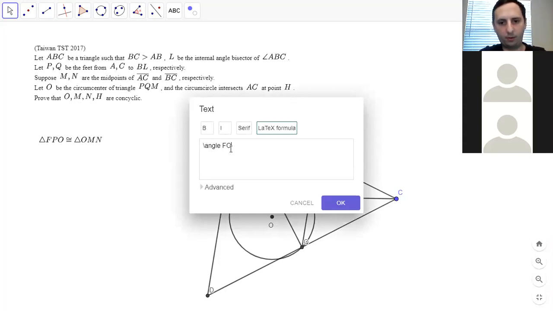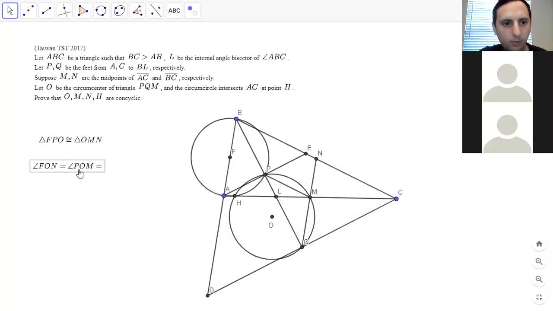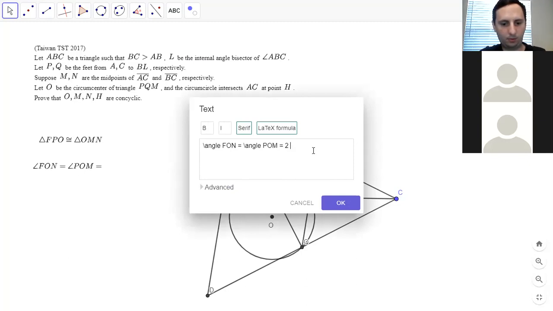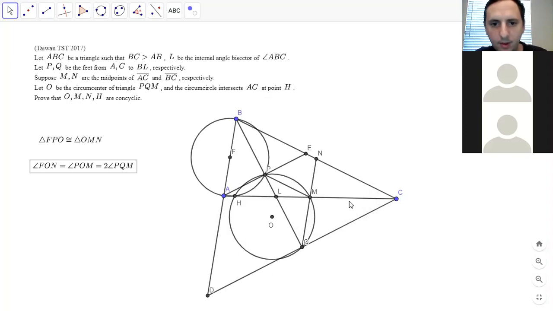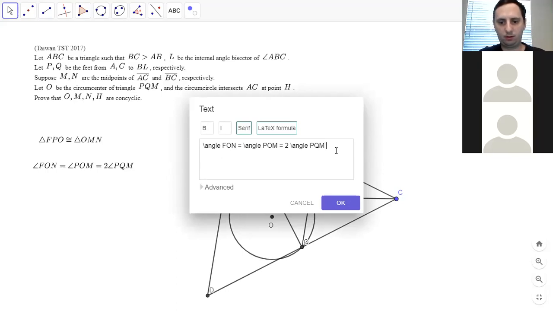Okay, so angle FON is POM, and POM is twice angle PQM. And that is the same as angle ABC, which is angle FMN. And that will solve the problem.